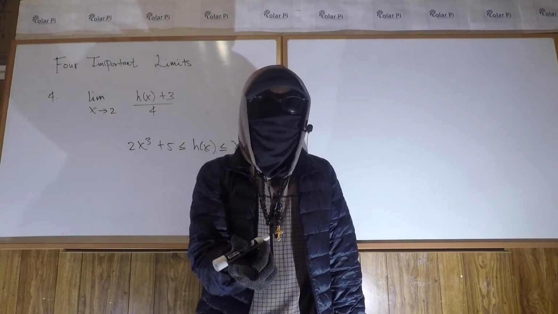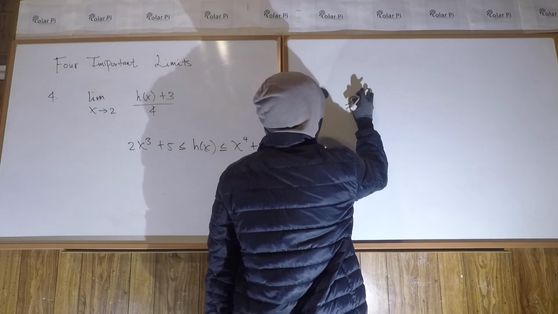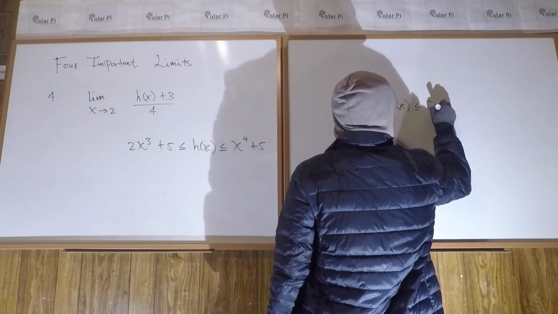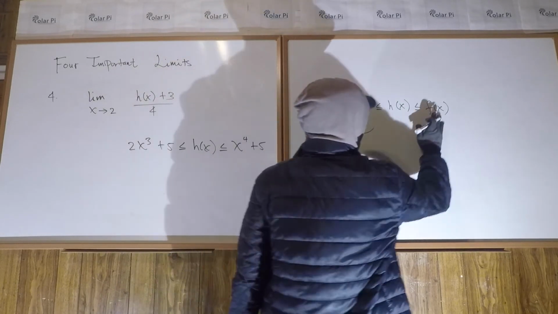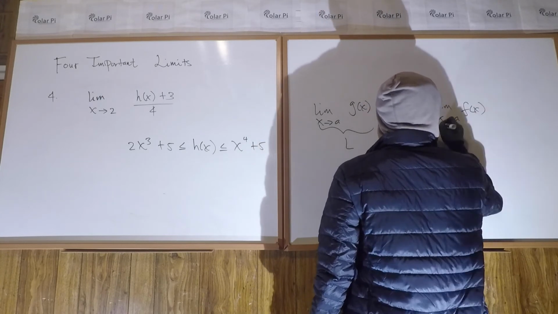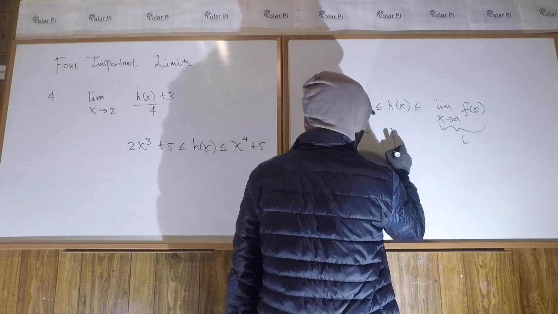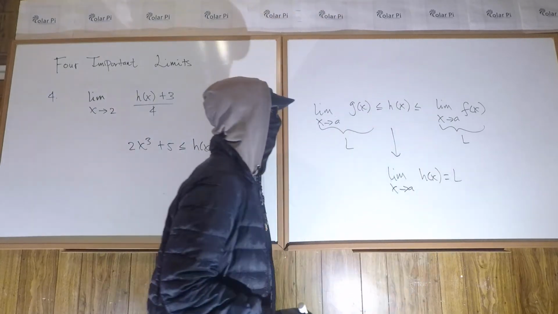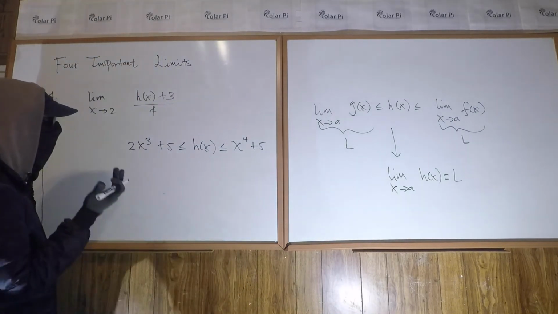Now, the squeeze theorem, which in France is called the police theorem, says this: if you have g of x less than or equal to h of x less than or equal to f of x, and you have that the limit as x goes to a of g of x is L, and the limit as x goes to a of f of x is also L, then we have no choice but to say that the limit as x goes to a of h of x is also L, because h is squeezed between g of x and f of x. Okay, cool. So that's kind of the deal.